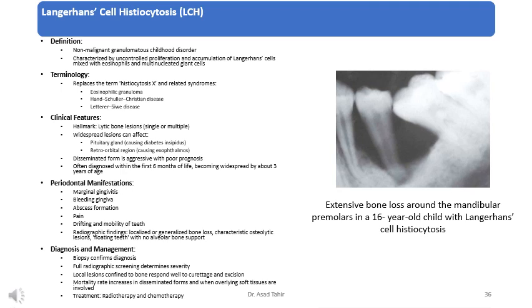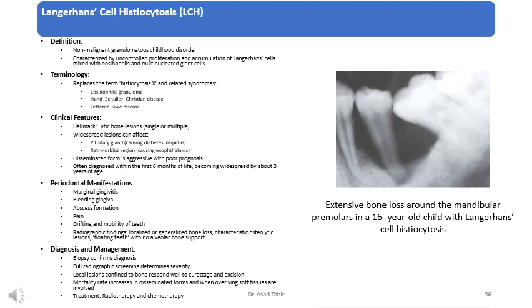Langerhans cell histiocytosis, LCH. Definition. Non-malignant granulomatous childhood disorder. Characterized by uncontrolled proliferation and accumulation of Langerhans cells mixed with eosinophils and multinucleated giant cells. Terminology. Replaces the term histiocytosis X and related syndromes. Eosinophilic granuloma. Hand-Schuller-Christian disease. Letterer-Siwe disease.